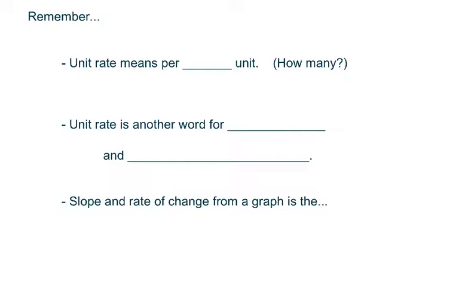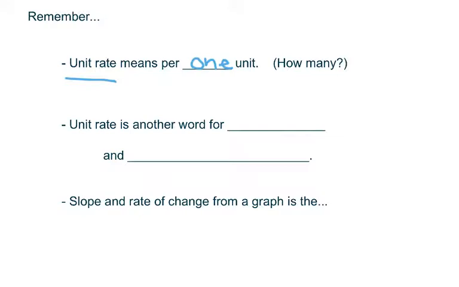This is information that we went over in our last lesson, in the previous lesson on unit rate. So as I read these, think about the answers, what you would put in here. So remembering, unit rate means per blank unit. The question I put here is how many? Yep, you got it. Per 1 unit.